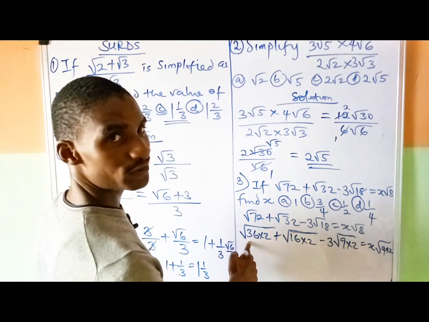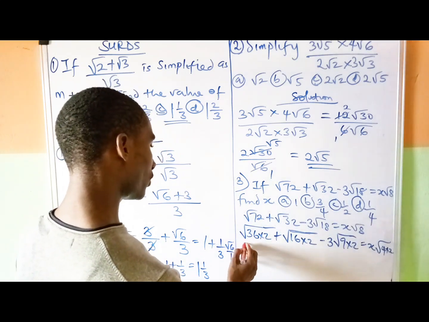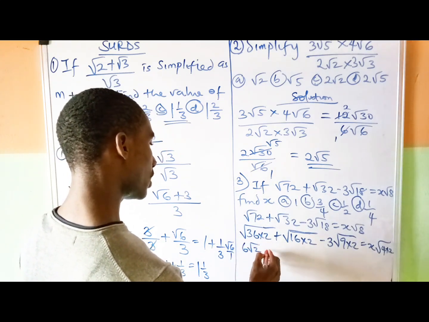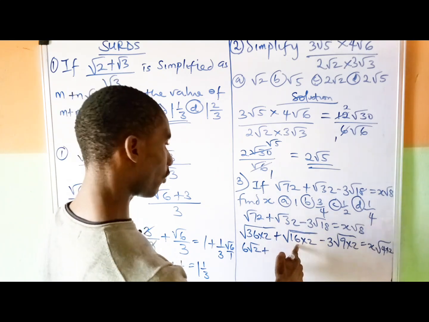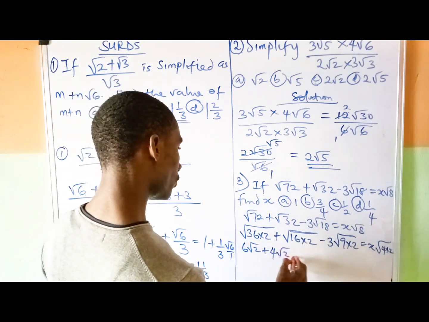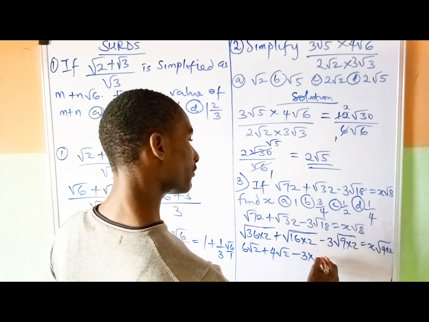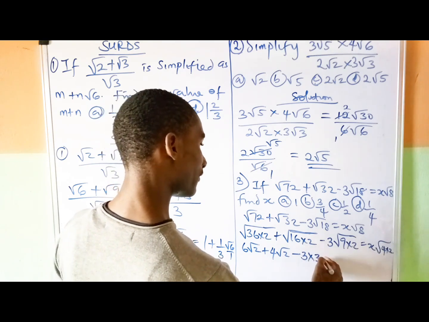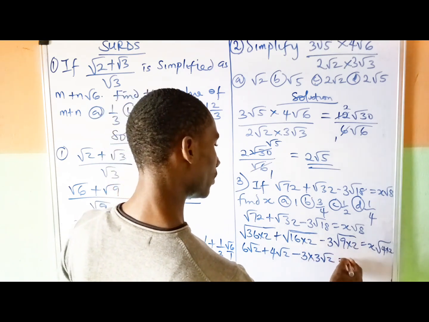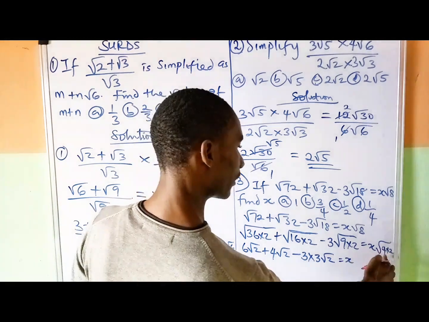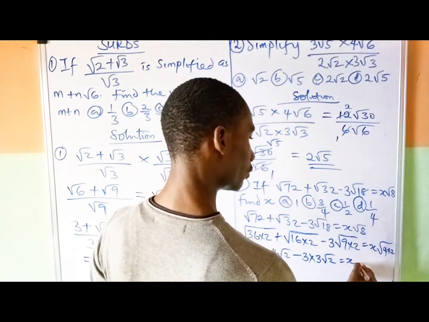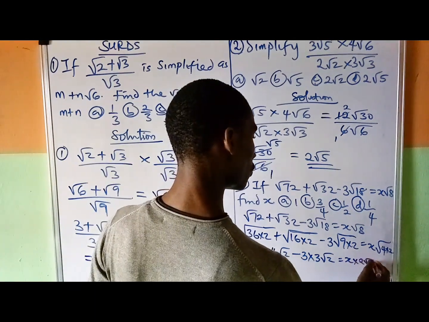Alright, so the square root of 36 will be 6. So this will be 6 root 2, plus the square root of 16 is 4, so 4 root 2, minus 3 multiplied by the square root of 9, which is 3. I still have the root 2, all equals x. Now the square root of 4 is 2, so x times 2 root 2.